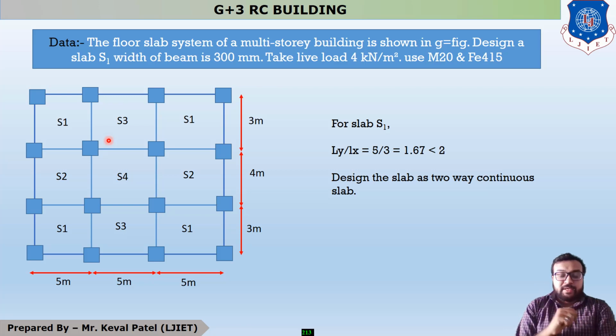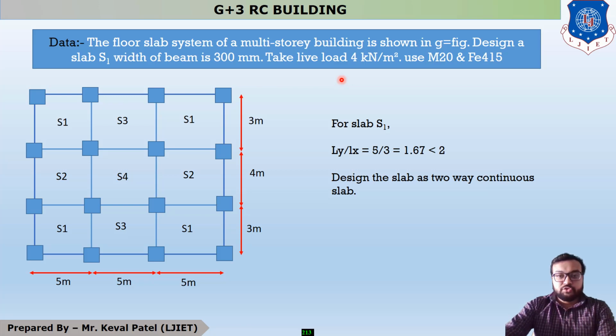But students, there is one mistake in the question. In the question the live load is taken as 4, but in the last lecture we considered the live load equal to 5 kilonewton per meter square. So from now onwards, in this example, we have to complete all the steps with the live load equal to 4 kilonewton per meter square.